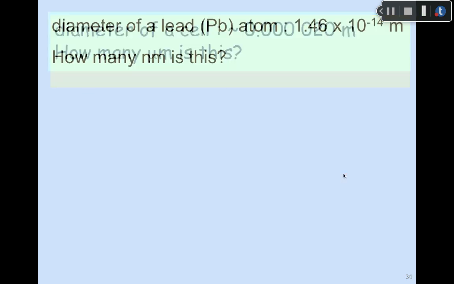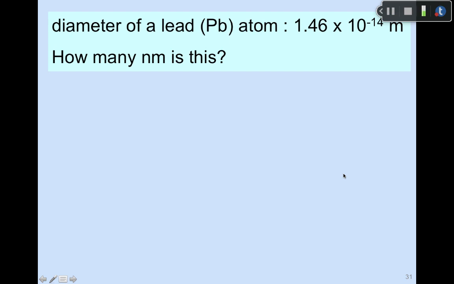All right, let's do another one. So this time we're looking at the diameter of a lead atom. It's already given in powers of 10 in scientific notation. And we're going to go from meters to nanometers. You'll have to look that one up if you don't remember it. And when you do, you'll find that you can get a conversion factor using the equivalence that 1 nanometer equals 10 to the minus 9 meters. 10 to the minus 9 is what nano means.